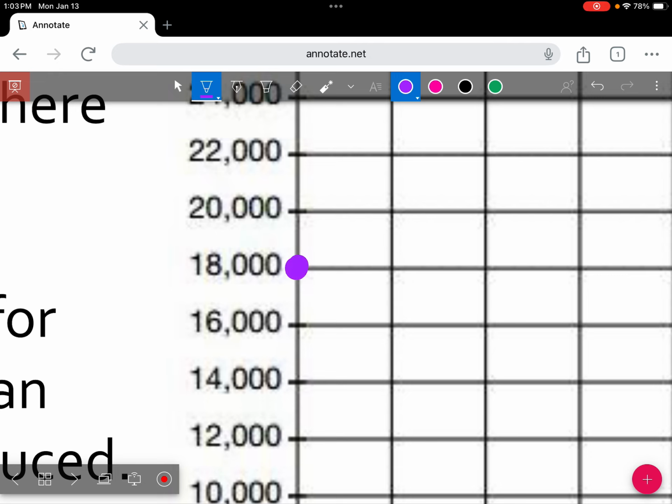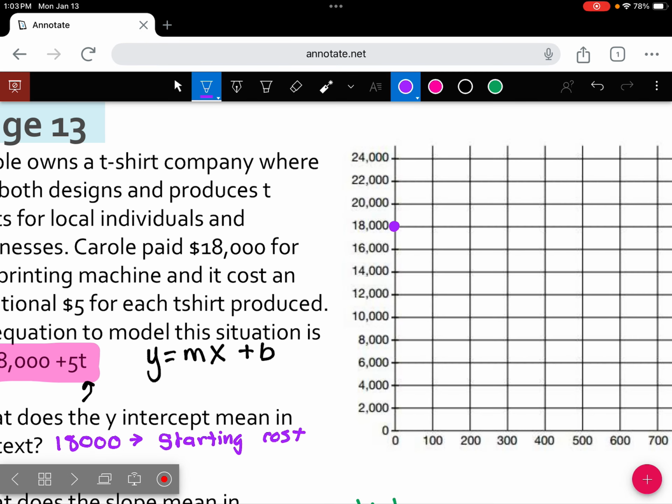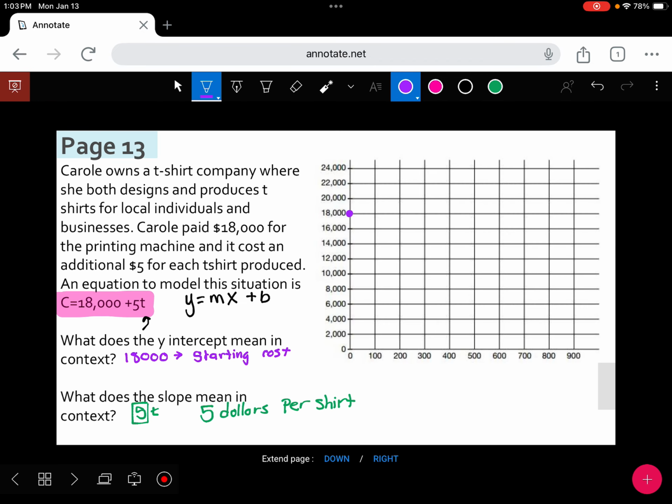So she makes no shirts. She just buys the stuff and then decides, you know what? I'm out. I don't want to do this anymore. I'm not having fun. Outie. I don't recommend it, but some businesses that happens. But she still paid the $18,000 to buy the machine. What do we do to find the next place to put a point? What do I do with my slope of 5?